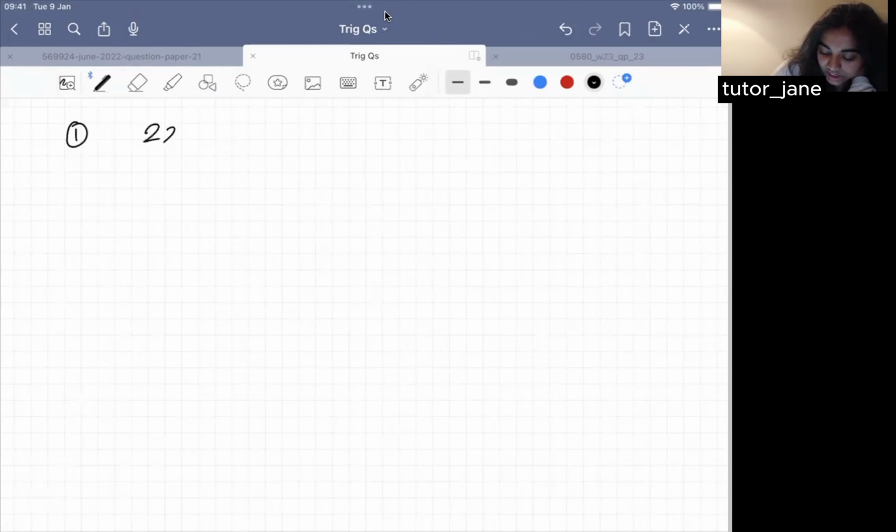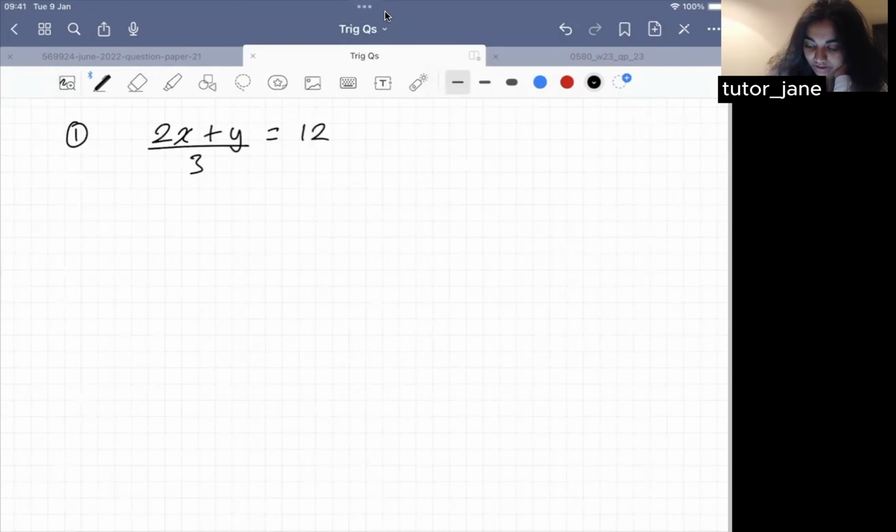Let's start easy. Let's say you had 2x plus 3 divided by 2. Oh, hold on. Nope, let's not do that. Let's do 2x plus y divided by 3 equals, I don't know, 12. So now I'm going to say, let's make y the subject of the formula. So you could do this with me. You can do it probably a lot quicker than I can write it out. But because I'm going to explain my thought process.